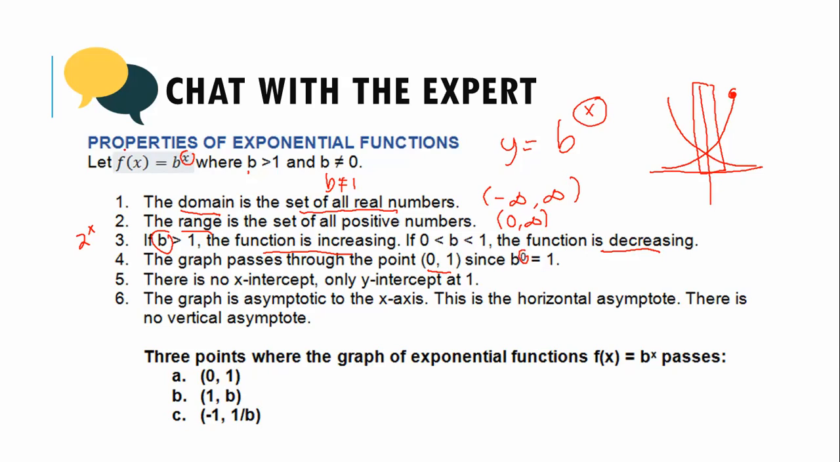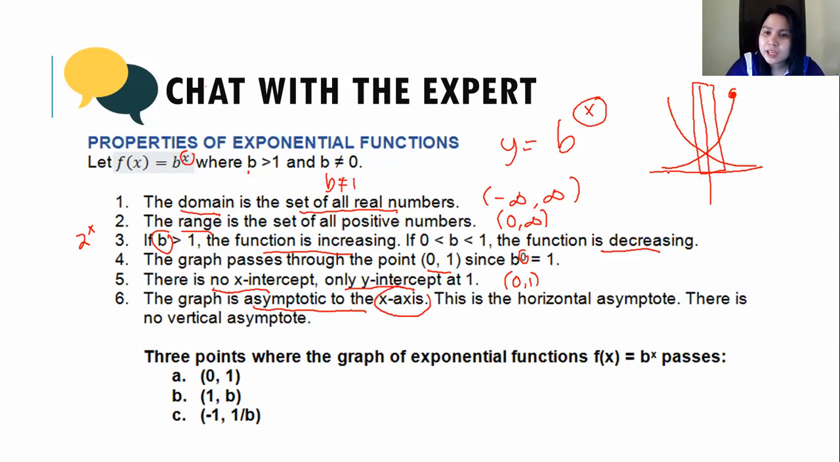The next one, for the x and y intercepts. There is no x-intercept in the exponential function. So it means that it will never cross the x-axis. And it only has a y-intercept at 1. It only passes at (0, 1). No other points. The next, the graph is asymptotic to the x-axis. It will never cross the x-axis.